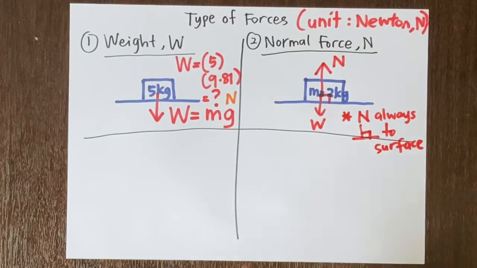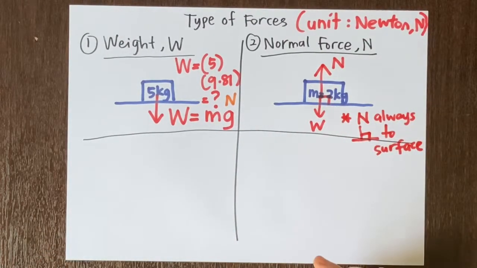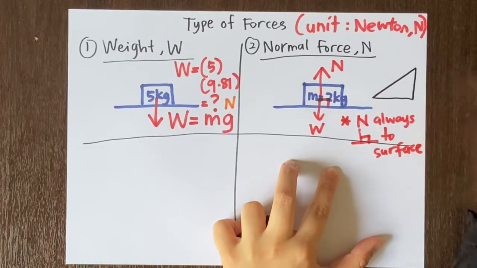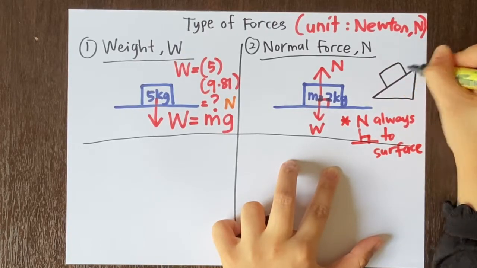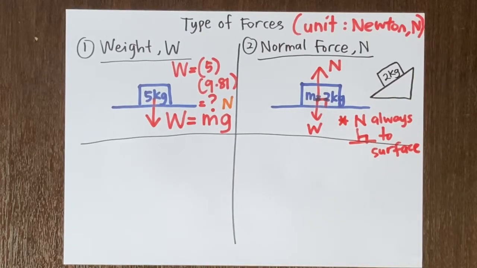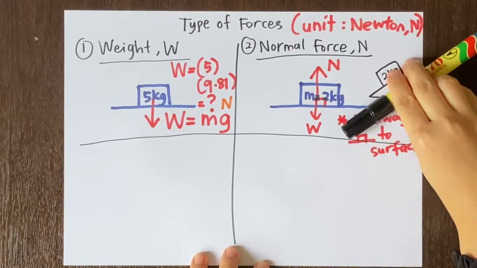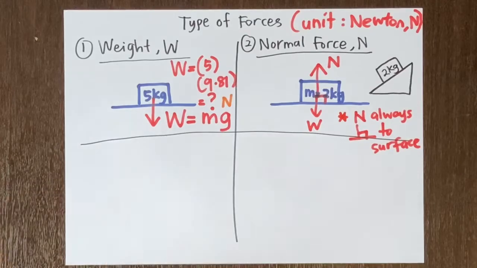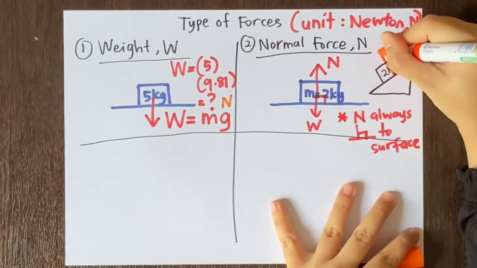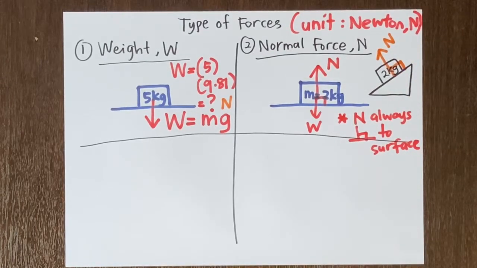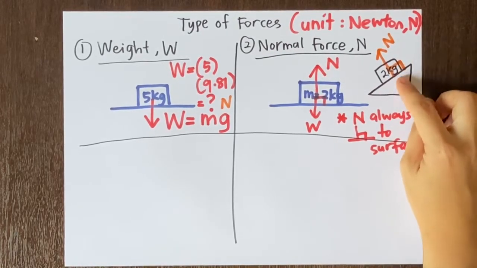Okay, normal force is always perpendicular to the surface. What if I draw a slanted or inclined plane? This is the plane, this is the object, 2 kilogram. Where is the normal force? Remember, this is the slanted plane, this is the horizontal plane. So the normal force should be here, always perpendicular to the surface. Okay, this is the normal force.